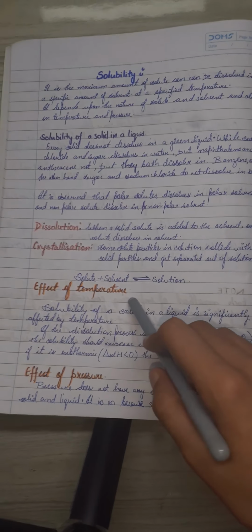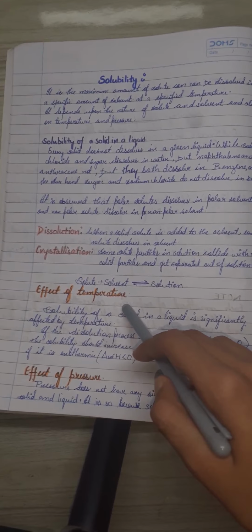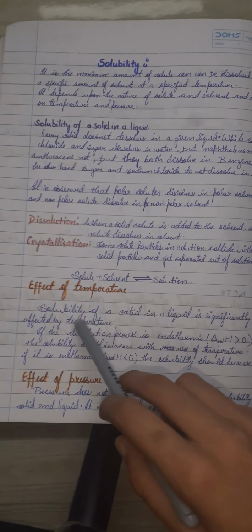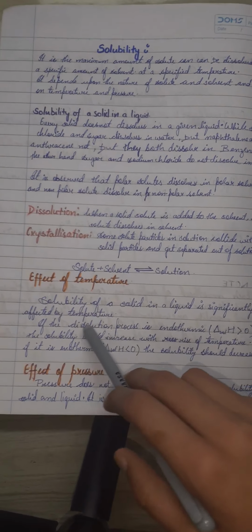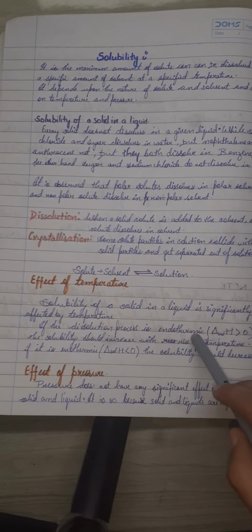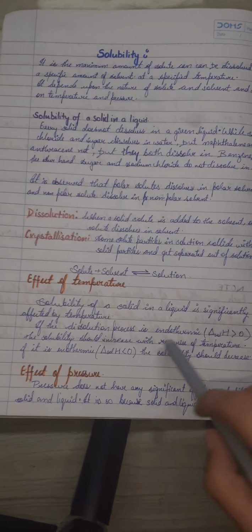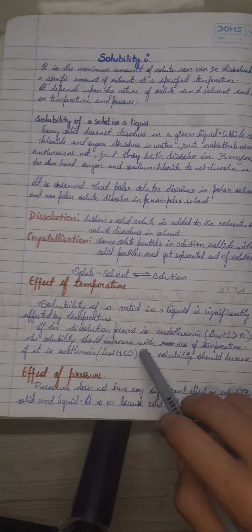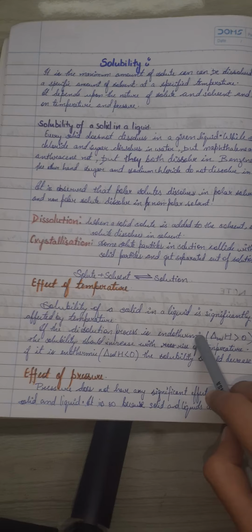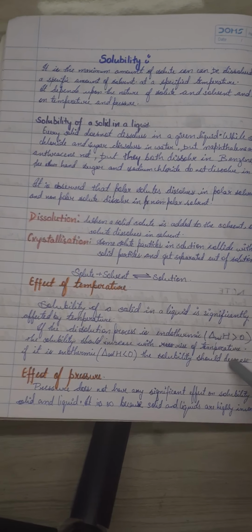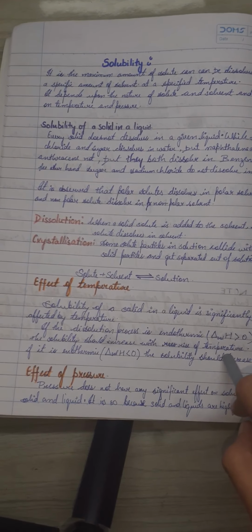Next, we have effect of temperature. What is the effect of temperature on the solubility of a solid in liquid? So, solubility of a solid in liquid is significantly affected by temperature. If the dissolution process is endothermic, that is, enthalpy of the solution is greater than 0, the solubility should increase with rise of temperature. That is, if the process is endothermic, that is, heat is gained, then with increase of temperature there will be increase of solubility.